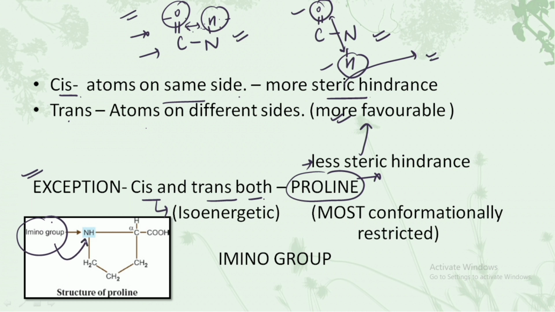So as you can see in the figure, this is what an imino group looks like, and proline is a 5-membered ring structure, as you can see. Because of proline being a 5-membered ring, and also because of the presence of the imino group, it occurs in both cis and trans configuration, and as a result it is isoenergetic. And this is one of the most important exceptions that you have to remember.